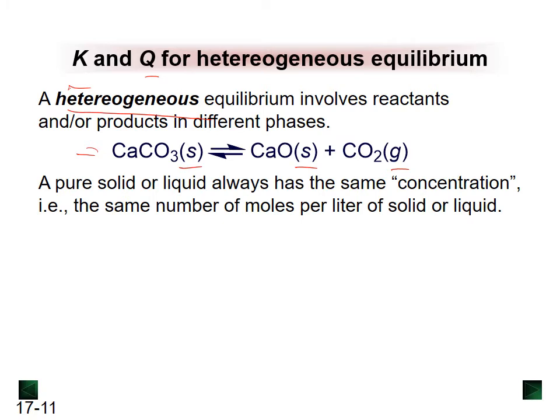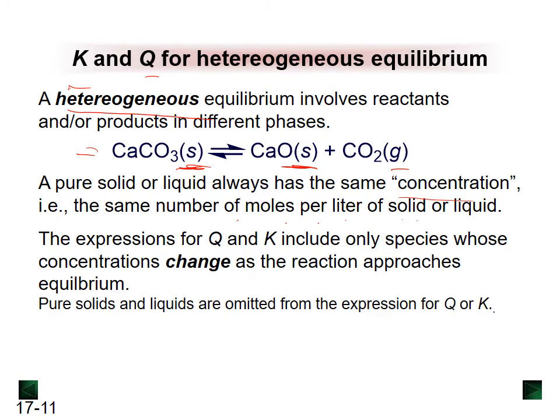A pure solid, such as these two, or liquids, always have the same concentration because they have the same number of moles per liter, so they don't change. The expression for Q and K includes only species whose concentration changes as the reaction approaches equilibrium. Because pure solid and liquid concentrations do not change, they are omitted from the expression for Q and K.